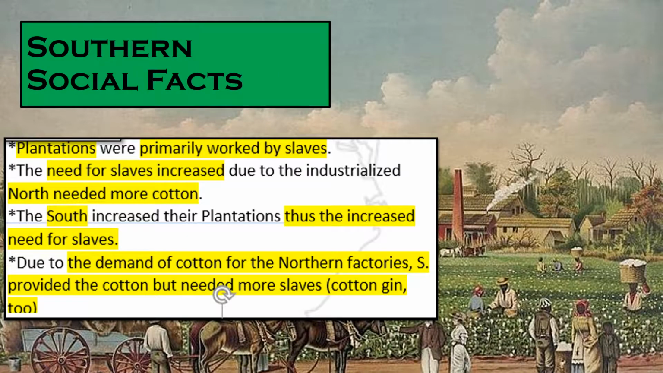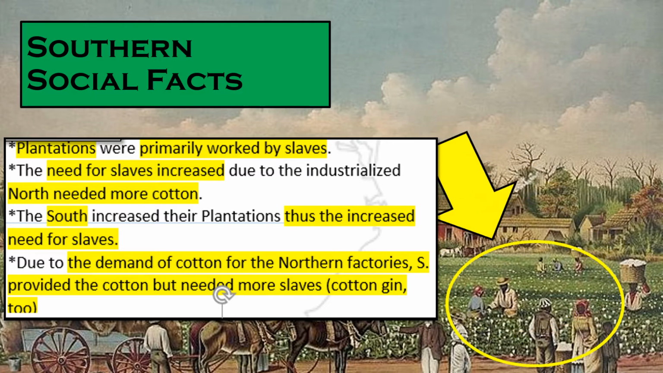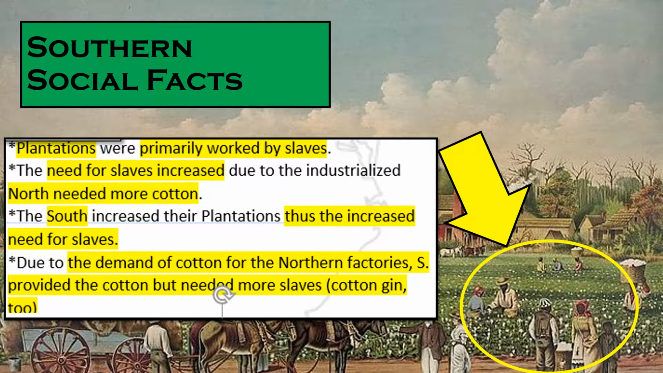All right, social facts. So in the South, like I said earlier, plantations were primarily worked by slaves. Okay, so here you can see the slaves. The need for slaves increased due to the industrialized North needing more cotton. So as the North got more industry and more factories, the more they needed their cotton, which means the South was pretty excited because they're thinking, okay, we got to get some more slaves in here to start working the fields, to start picking cotton faster so that we can plow down and replant.